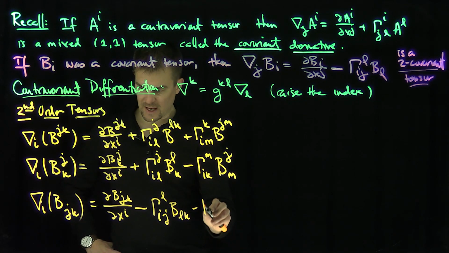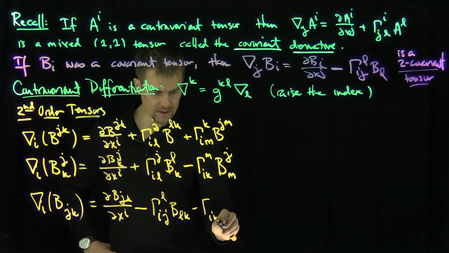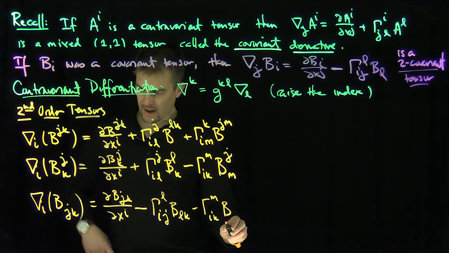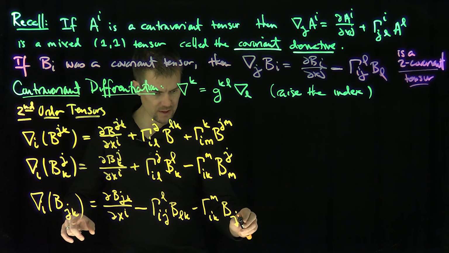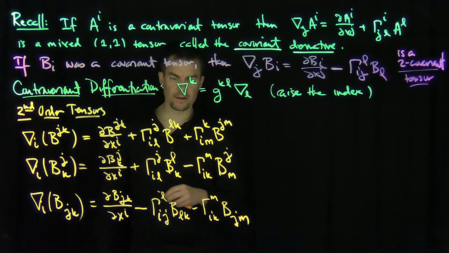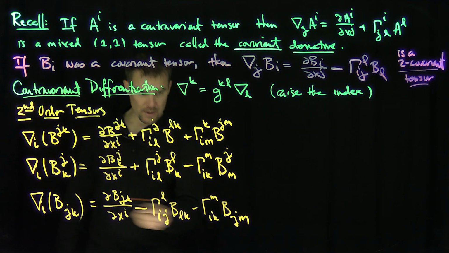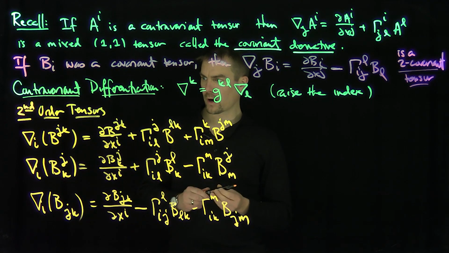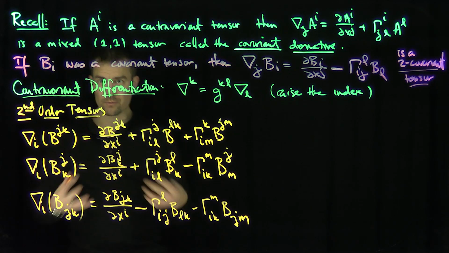And then minus gamma, I need an i and a k now, dummy index m, b, and then I need the j to stay put, because I have three things in the bottom, and then an m down over here, like that. Now, of course, if there's symmetry in these tensors, I can combine some of these things into a more useful form. But now you can see the general principle.